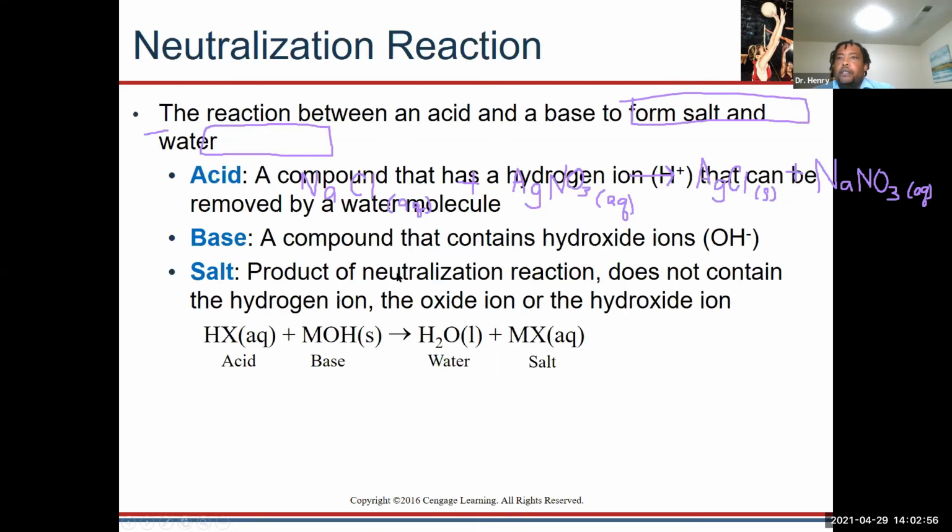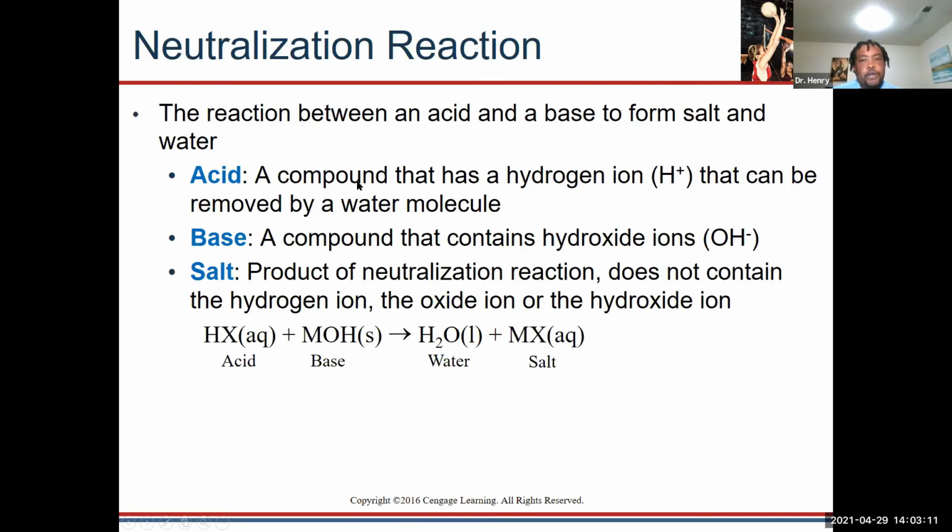Okay, the next type of reaction are specialized reactions. This is called the neutralization reaction. It's also called the acid-base reaction. We've talked about acids and bases, and we're going to talk about them a little bit more. Hopefully we'll play with a little bit of acids and bases towards the end. Not the good kind.